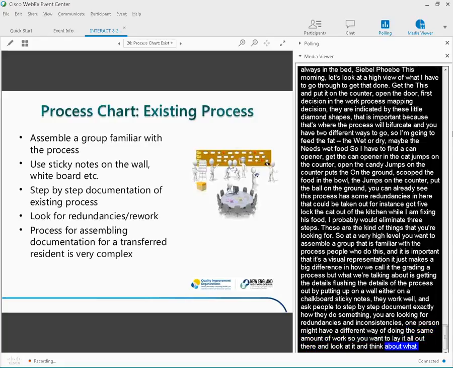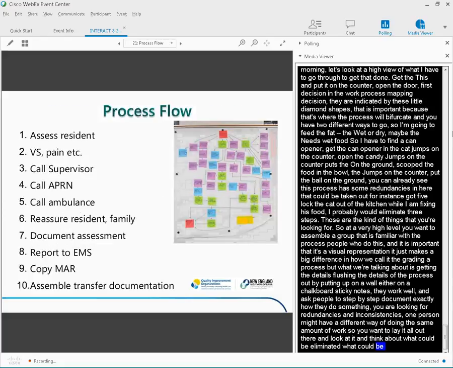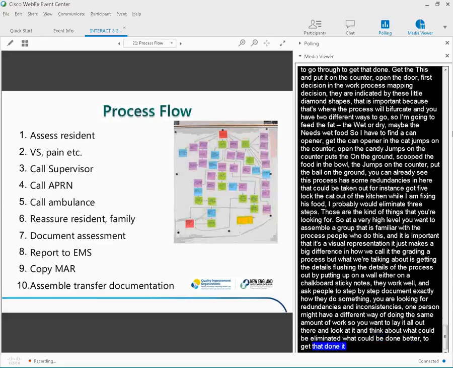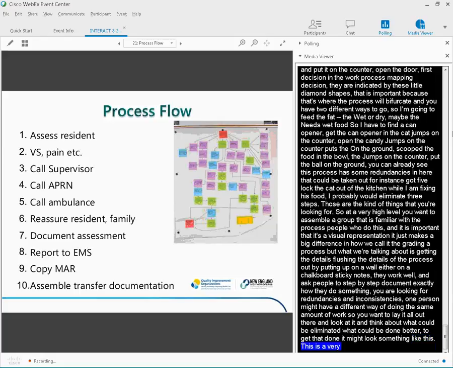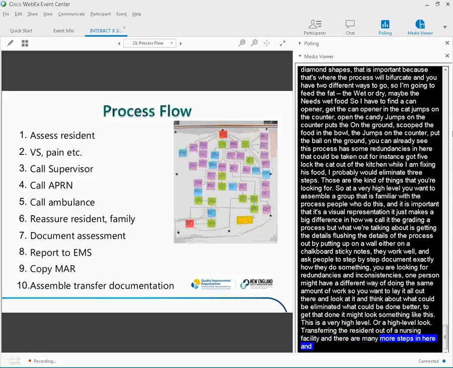So you get that done. So it might look something like this. And this is a very high-level look at transferring a resident out of a skilled nursing facility. And again, there's many more steps in here, and you might want to, as a group, really break it down and go step by step what happens.